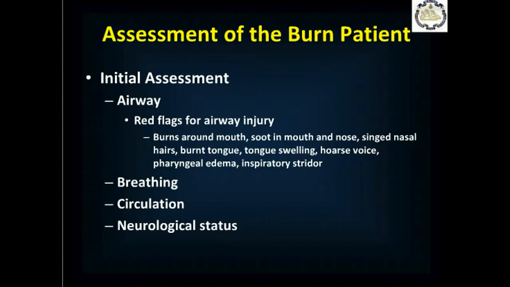So as you're doing your airway assessment, burns around the mouth, any soot in the mouth or nose, singed nasal hairs, a burnt tongue, tongue swelling, a hoarse voice, swelling in the back of the mouth, or when they breathe in, a high-pitched squeaking noise, really bad signs. And those are obviously progressive. Burns around the mouth are worrisome but don't mean there's an airway burn. Inspiratory stridor means there's already swelling at the level of the vocal cords and they're swelling shut. Problems with breathing, circulation, and altered mental status are also concerning, but those airway findings are particularly concerning.